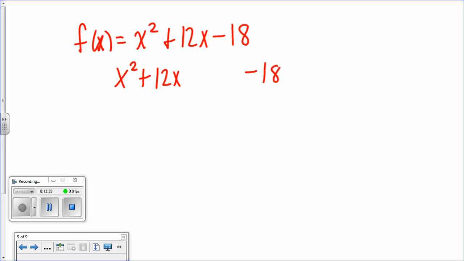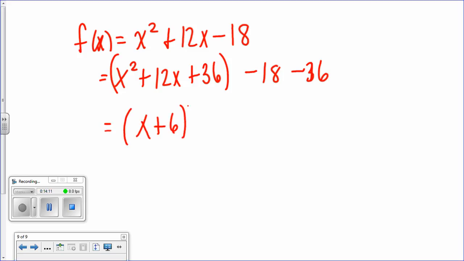Alright, so step 2. What's half of b? Okay, what's step 3? What's 6 squared? Okay, so now I'm going to create a perfect square trinomial. So I'm going to add 36 here. But if I add it here, subtract it over here, 36. Okay. Grouping symbols. Alright. Factor that perfect square trinomial. x plus 6 squared minus 54.